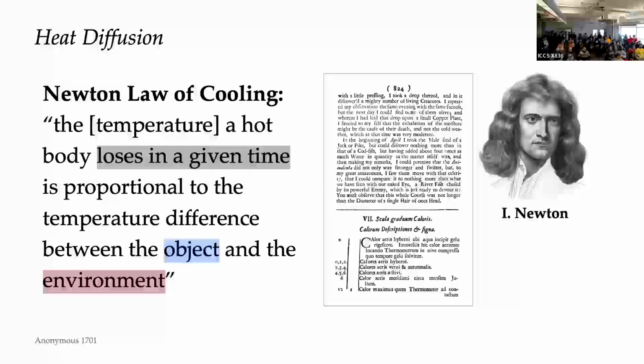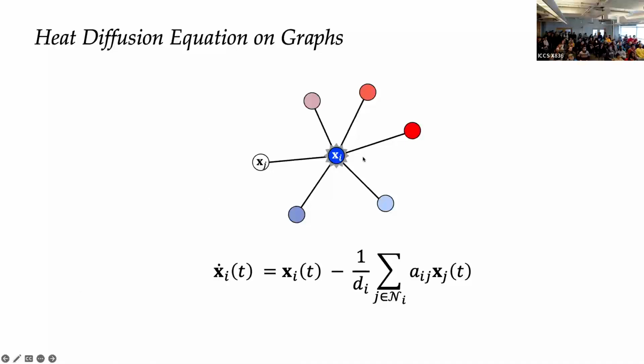So let's see how this Newton law of cooling is implemented on the graph. We have a graph where every node has some features. Think of it as temperature. What we have here is the self-temperature at the node i. We have the temperature of the environment, which is the average of the temperature of the neighbors. And the rate of temperature change is the temporal derivative. So here is the local discrete version of Newton's law of cooling on the graph.